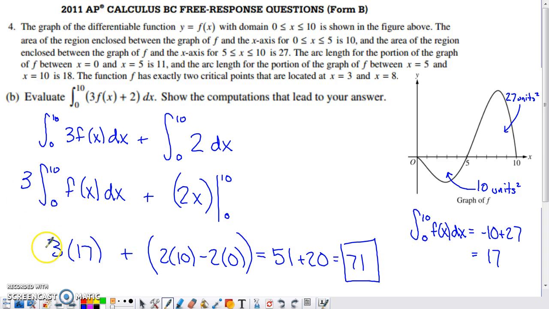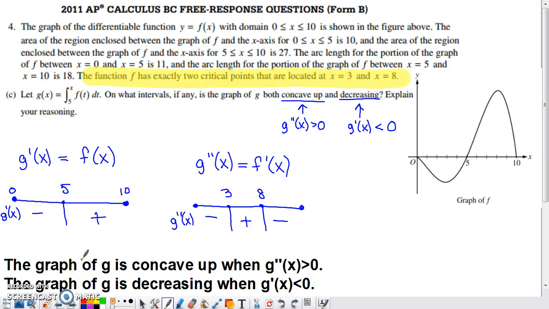And so if I just copy down the 3, and then I realize that I was dealing with 10 square units down here, and then 27 square units up here, but just like we did in part A, this is below the x-axis, but that's above. So the integral from 0 to 10 of f of x would be -10 plus 27, so 17. Just multiply that together with the 3, evaluate this antiderivative at 10 and at 0 and take a difference, and you get a result of 71.